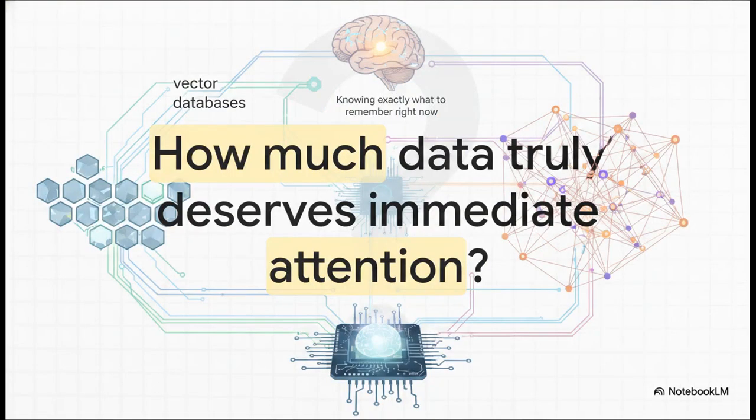So as we look to the future and build the next generation of digital brains, it all boils down to one massive question: how much data truly deserves immediate attention? We've got the vector databases for storage and GraphRAG for mapping the context, but true intelligence for both humans and machines isn't just about remembering everything. It's about knowing exactly what matters right now.